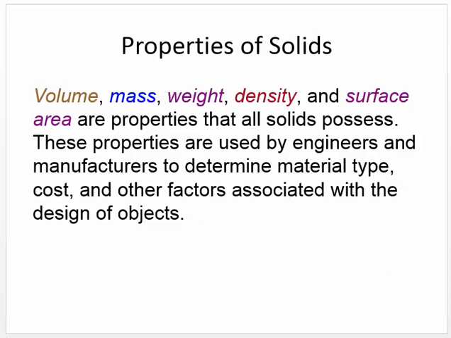Okay, properties of solids. Volume, mass, weight, density, and surface area are properties that all solids possess. These properties are used by engineers and manufacturers to determine material type, cost, and other factors associated with the design of the objects.